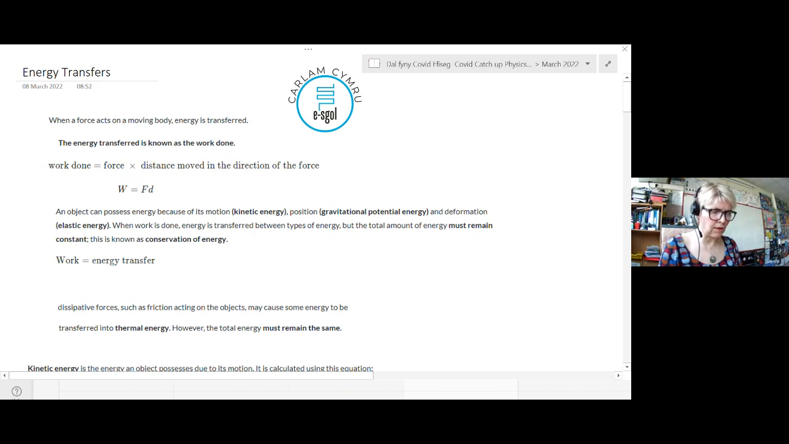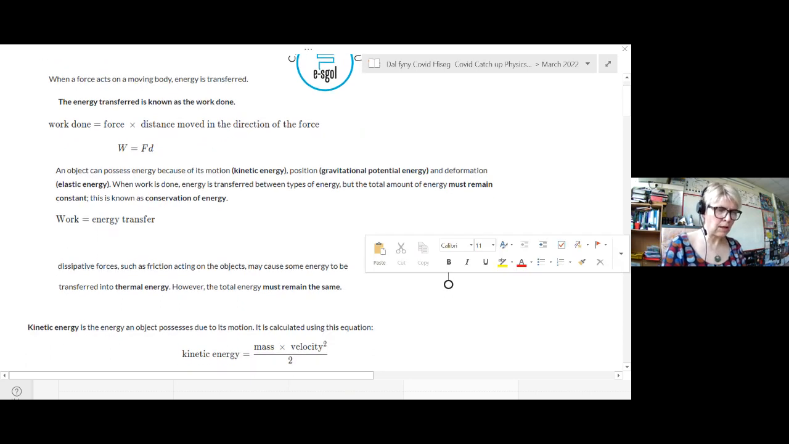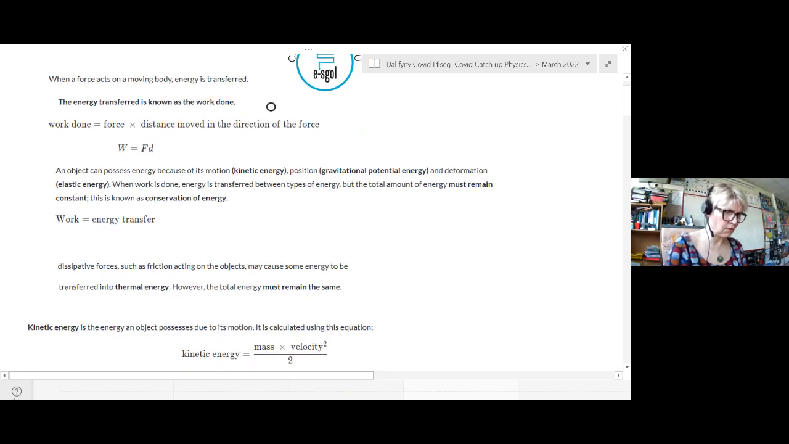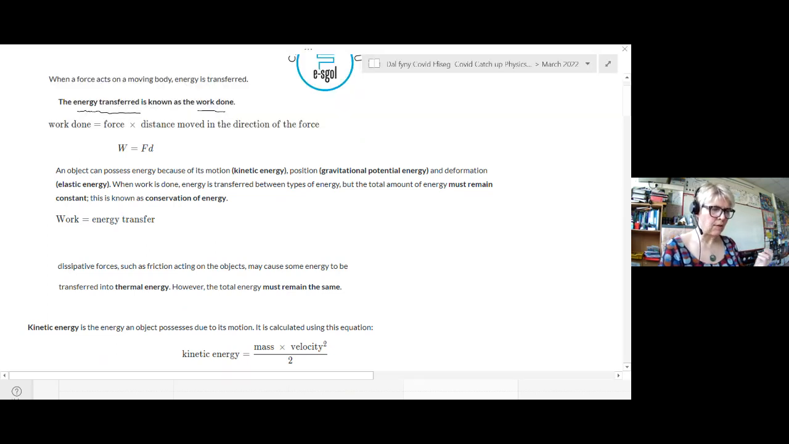Before we dive into physics problems, we need to go over the terminology, the words that we use in physics, and the definitions and the equations that we use. When a force acts on a moving body, we say that energy is transferred, and the energy transferred is known as the work done. This is really important because we have to look at the energy of the whole system, because energy cannot be created nor destroyed, but it can be changed from one form into another.